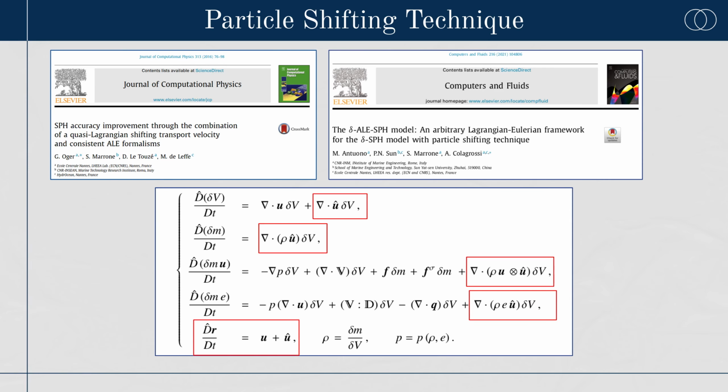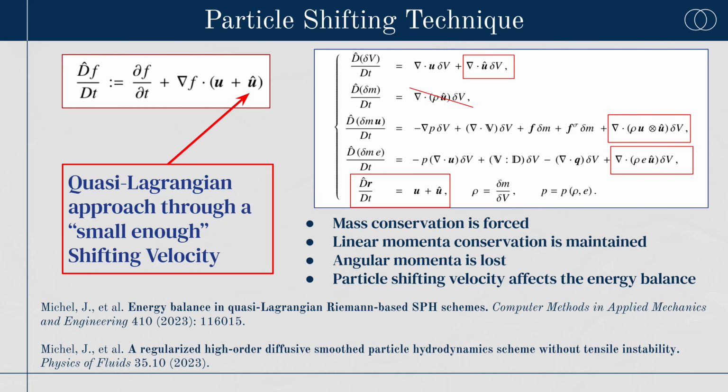Secondly, as remarked in these two articles, when particle advection is modified, the formulation is no longer strictly Lagrangian. As a consequence, an arbitrary Lagrangian Eulerian framework should be adopted in order to consistently modify the governing equation. If we explicitly account for the shifting velocity, we can assume or enforce that particle masses remain constant during the time evolution. This leads to what we refer to as a quasi-Lagrangian approach.